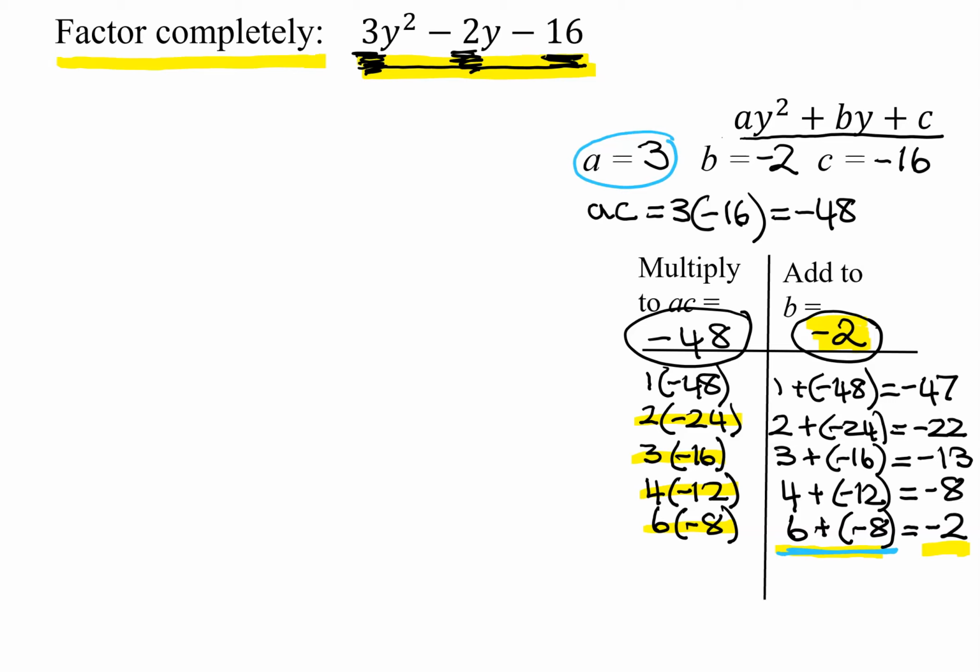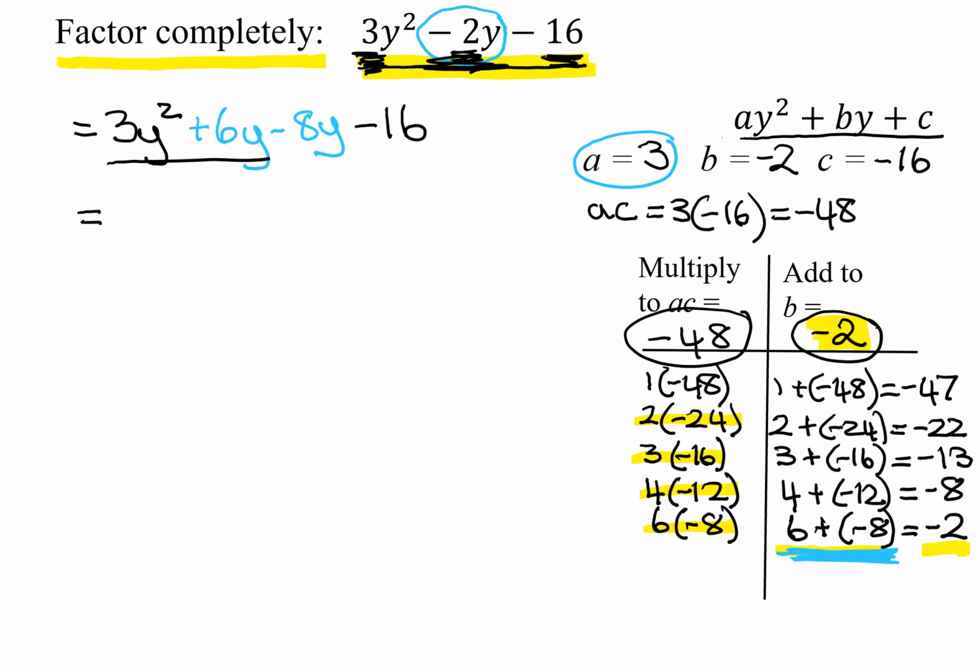What they are going to be used for is I'm going to take my middle term here and break it down into two terms, and that will allow me to factor by grouping. So I'm going to rewrite my expression as 3y squared, and then instead of -2y, I'm going to write plus 6y minus 8y minus 16. Because positive 6y minus 8y adds up to my original middle term. So now there are 4 terms, I can factor by grouping.